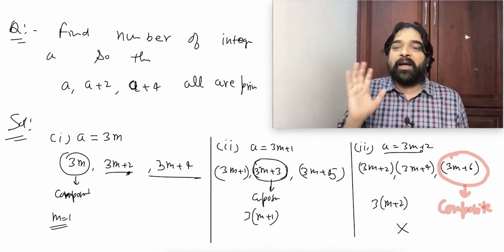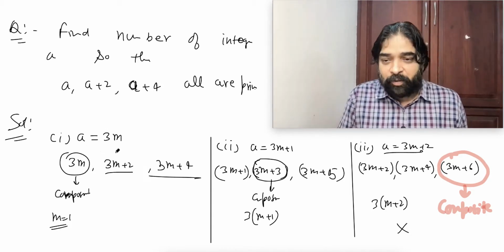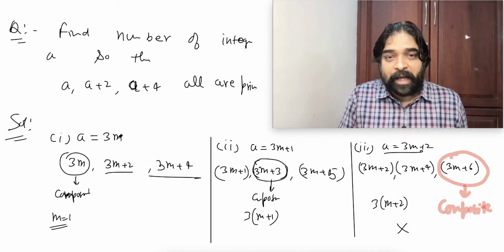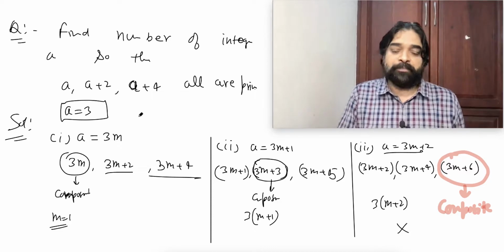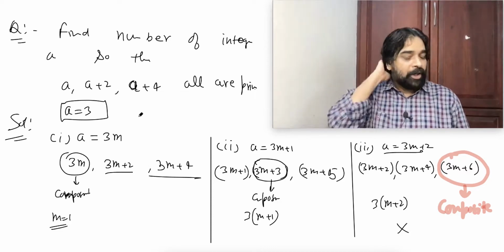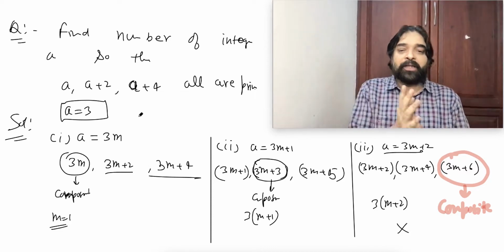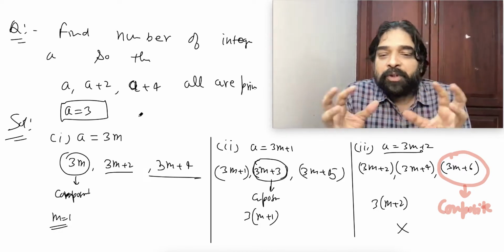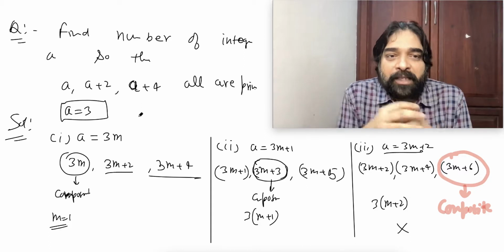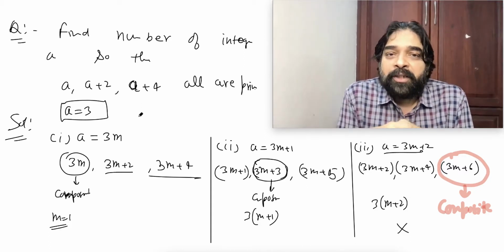So only one value of a is there. Don't say a equal to 1, m equal to 1. M equal to 1 is a equal to 3. A equal to 3 is the only solution of this question. Beautiful question. Logical question. I am not talking about how fast we can solve it. I am trying to teach you something by which you can utilize Euclid Division Lemma.